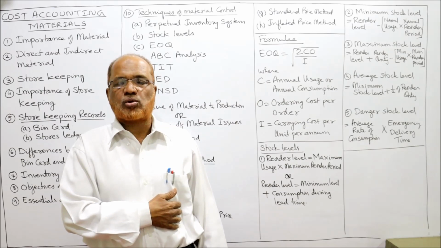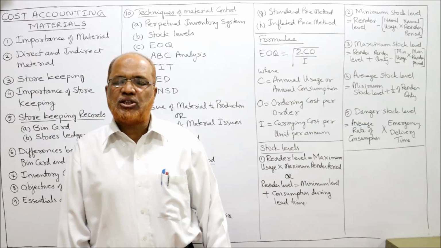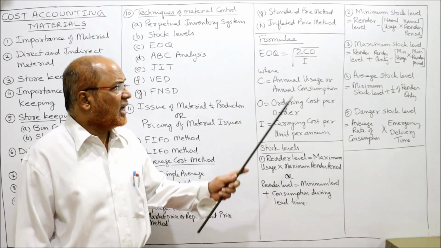That is called inflated price due to the losses. That's all. So this is the complete theory of material control. Then now the formula. I'll give you the formula of material control techniques.